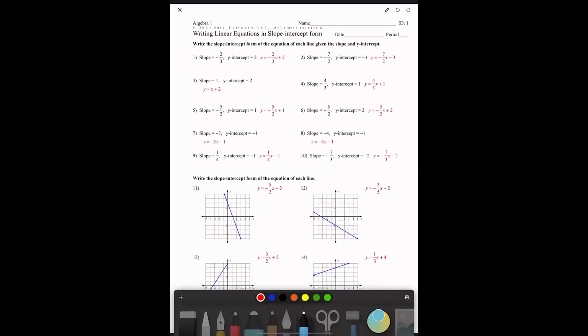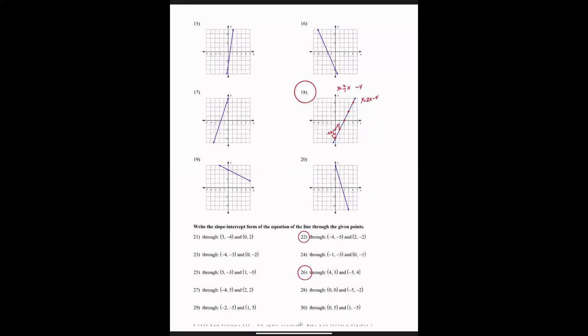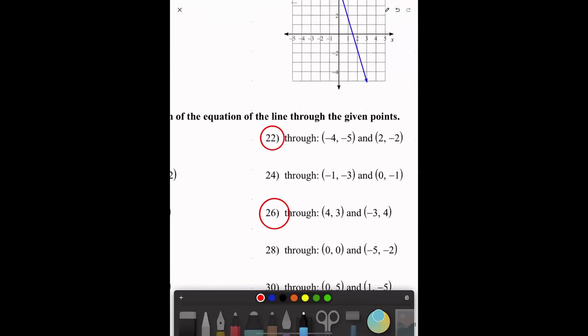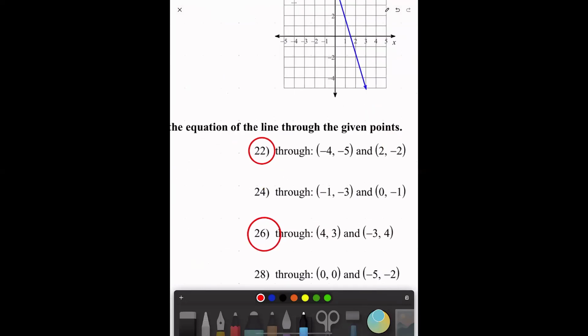All right, let's see what else we got here. Last part is, oh, I skipped these. Now, if they give us 2 points, we are going to find the slope first. And then once we find the slope, we can basically do what we just did. So I'm just going to find the slope. And if you need to, go back to the section that I just did to show you how to use y equals mx plus b to find the rest of the equation.